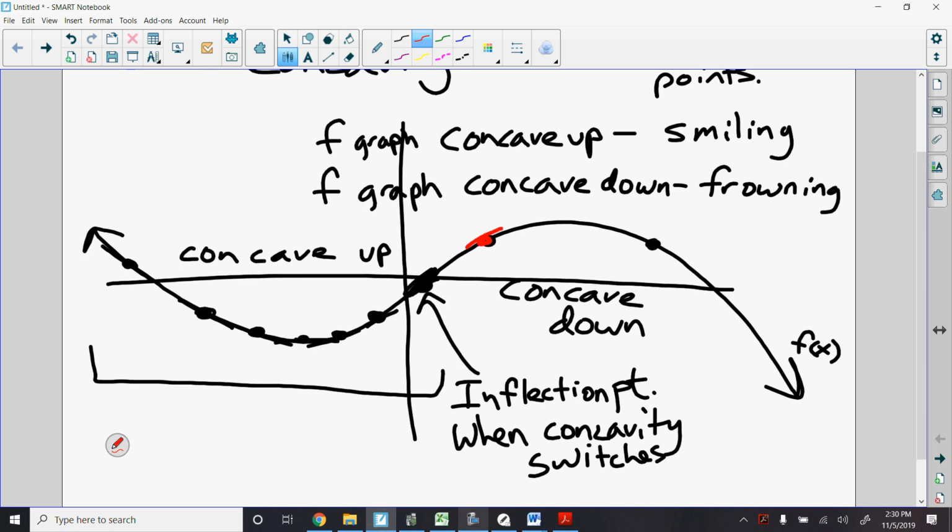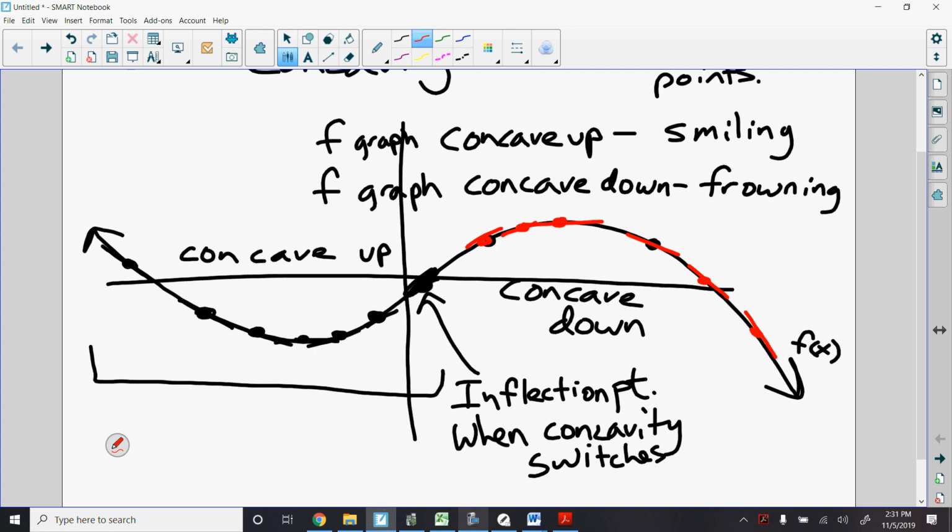Here, my tangent line is still positive, but it's a little bit less steep. Maybe the slope is 3/4. Here, maybe the slope is 1/2. Here, the slope is 0. Here, the slope is negative. Here, it's even more negative. Here, it's even more negative. What's happening is my f primes, my tangent slopes here, keep getting more and more negative. Okay? And that's how we can determine concavity without looking at a graph.